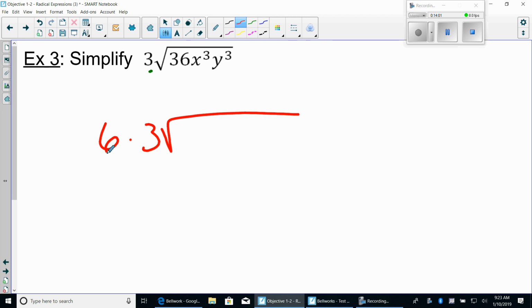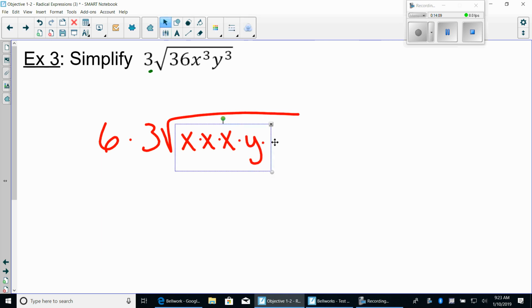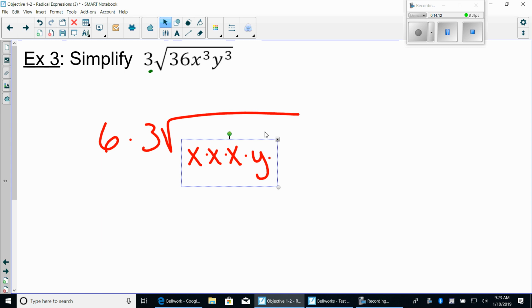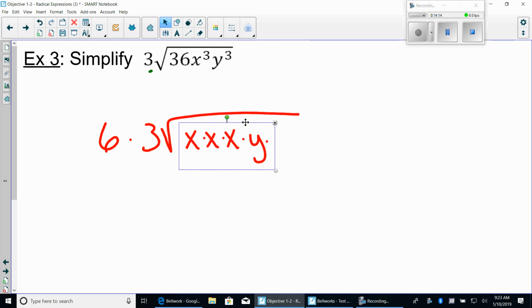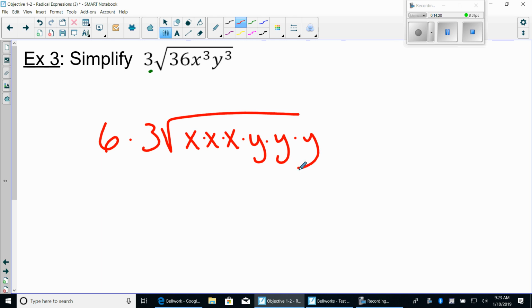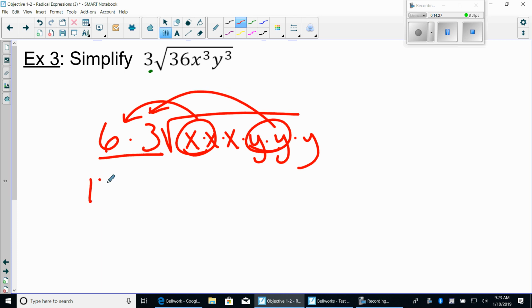So, at that point, I can break x cubed down into x times x times x, and then y times y times y, and I can circle a group of x's and a group of y's, so that can come out and that can come out. So 6 times 3 would be 18 with 1x, 1y, and then notice what do I do? There's a couple little things so that you don't miss pieces and parts, okay?